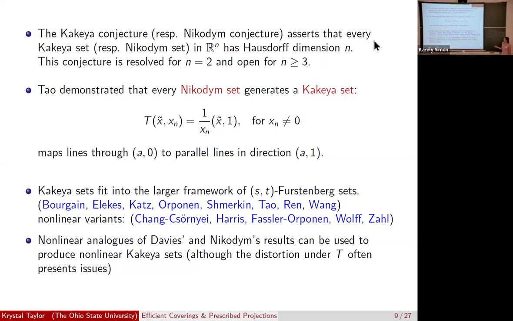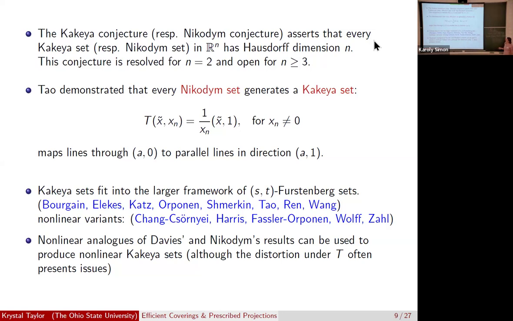And so this is very cute, nice. So there's this map, and this map takes lines that go through a given point to a collection of parallel lines. So as soon as you have this beautiful map, then you can take a Nikodym set and create a Kikaya set. Okay. And you just have to make sure that the resulting set still has measure 0.